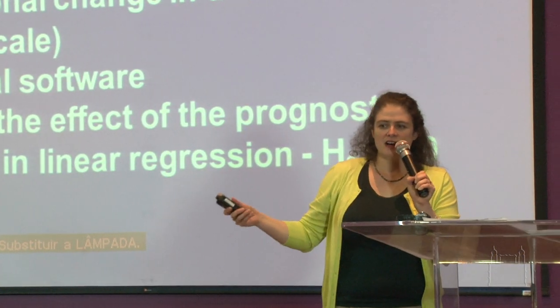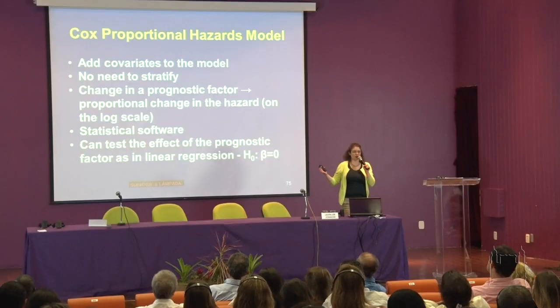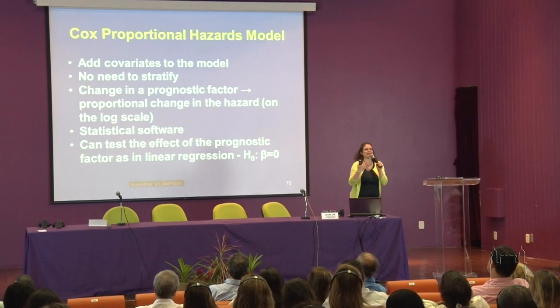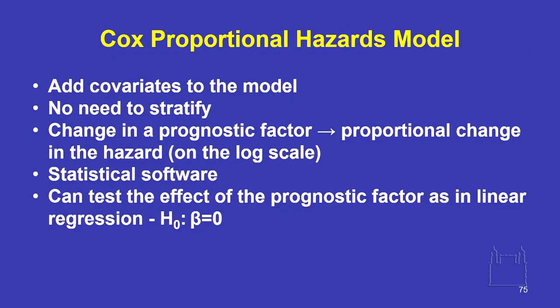Why do I like Cox? You can add covariates to the model. I could stratify, but I don't need to stratify. When you're interpreting a Cox model and it's proportional, then the change in the prognostic factor, the change in that X, is going to lead to a proportional change in the hazard on something called the log scale. Just remember, it's not additive, it's proportional.